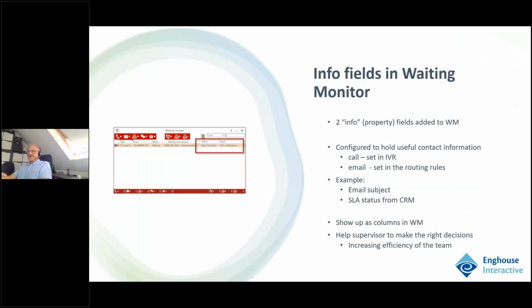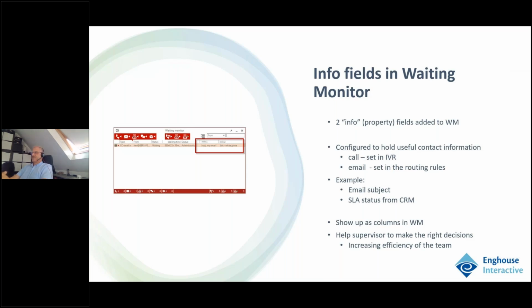Okay. Next feature is a smaller one, but it's one that has been requested, as I said before, several times. So we added 2 new info fields. It's a special type of contact property in Voxon Communication Center context. And they were added and made available in the waiting monitor. It's not an unlimited list, but there are 2 separate fields that can be used for this. They can be configured to hold useful contact information.